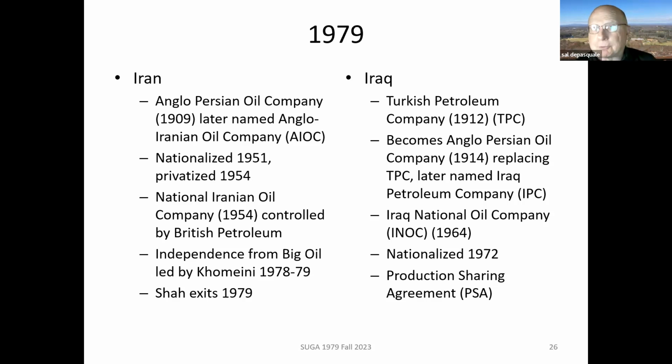In Iraq, there's the Turkish Petroleum Company in 1912, followed by the Anglo-Persian Oil Company. They merge, and it's later named the Iraq Petroleum Company, and then becomes the Iraq National Oil Company. It is nationalized in 1972, and you'll never guess who was behind that: Saddam Hussein, whom American intelligence helped come to power, and then when he nationalized the oil, he became our enemy. Today they have production sharing agreements, and you can dig into them deeper to see what that's all about.